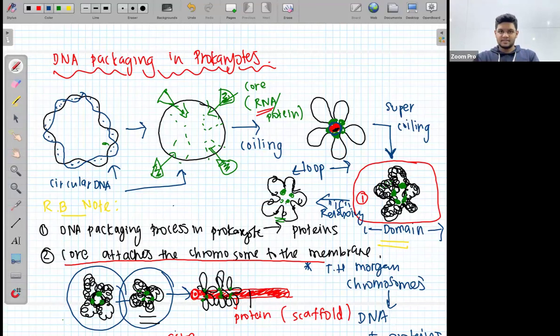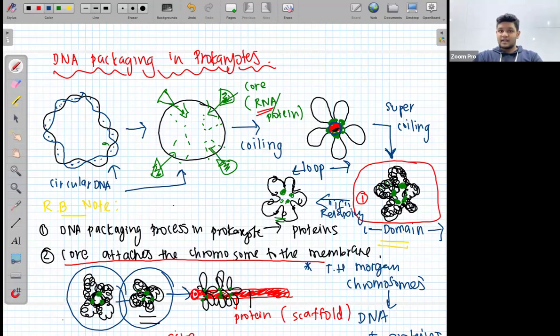Here, the cores are made up of proteins and RNA. Those cores attach the chromosome to the membrane. Cores act as a barrier for the rotation, meaning they prevent any movement. The supercoiled DNA can be relaxed by introducing a single strand nick using DNase. What will it be doing? It will be breaking the phosphodiester bonds that are present between nucleic acids.